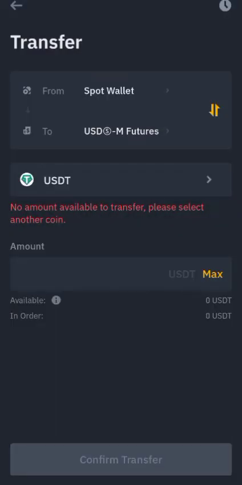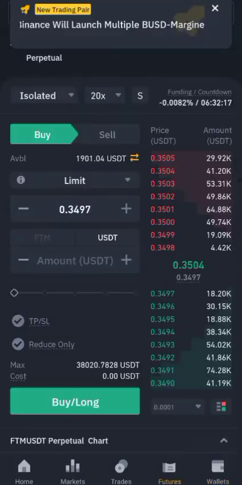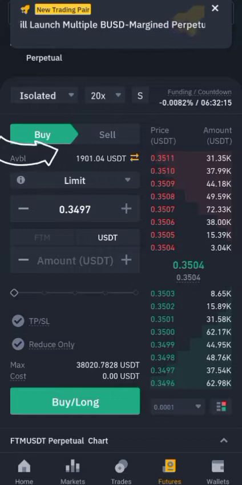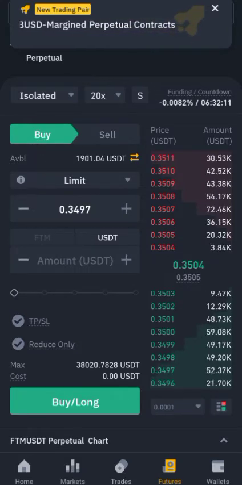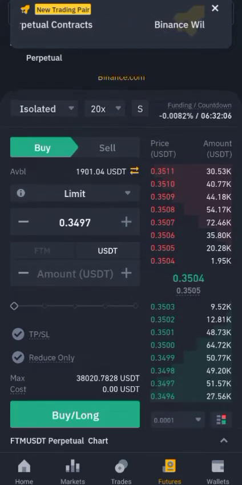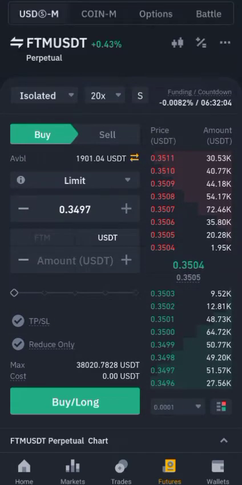You set the amount you want to transfer to that wallet. Once you do that, you will be able to have your money in your futures wallet. It will now show under available balance right here. As you can see, my own available balance is 1,900 right now. So the next thing is, how do we now take advantage of the features?